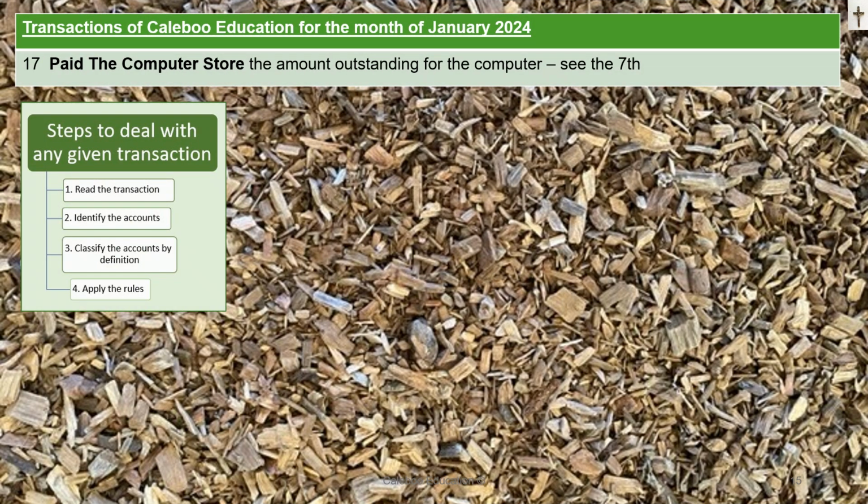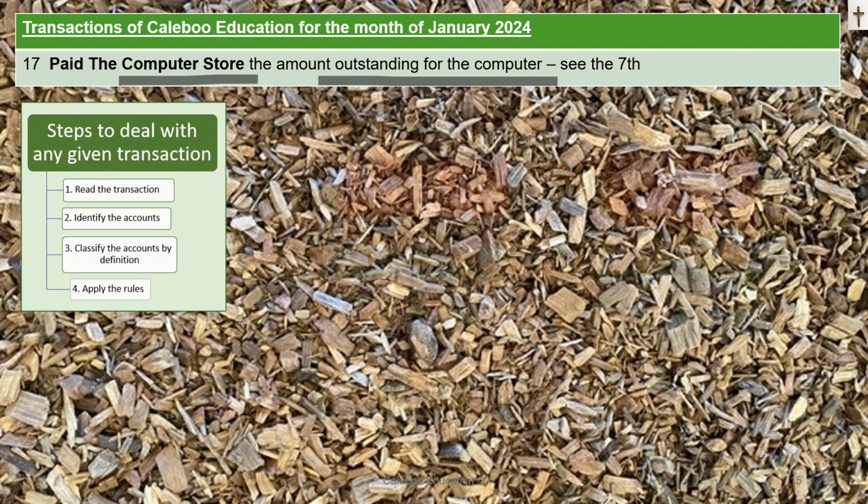Right, next transaction. Paid the computer store the amount outstanding for the computer. Now I'll refresh your memory. We bought a computer from the computer store for 12,000 Rand, and we called it equipment. We didn't pay when we bought it on credit, but now we are paying for it. So if we are paying for it, the one account will be bank, and the amount of money that we owe will decrease by the purchase price on the 7th, which was 12,000 Rand.